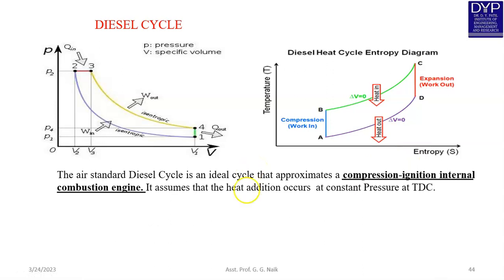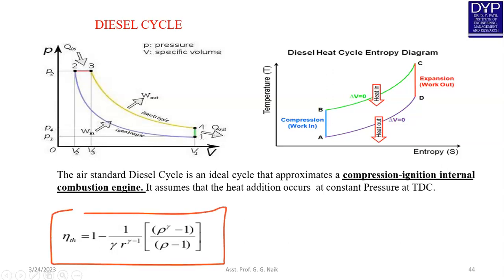This is the air standard cycle, which is used in compression ignition internal combustion engines, and heat is added at constant pressure in this case. This is the formula by which we can calculate the value of thermal efficiency.